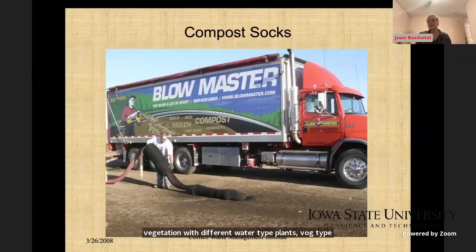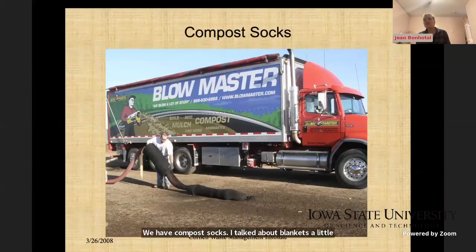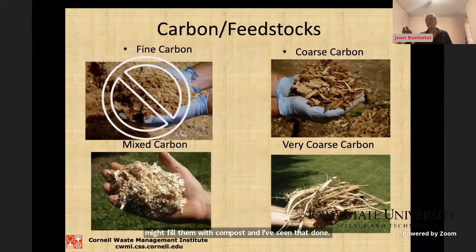We have compost socks. I talked about blankets a little bit just a bit ago, and we also have socks, and you may have seen them on your roadsides. We use them for erosion control, and we fill them with different types of carbon. It depends on what we want to do. We might fill them with compost, and I've seen that done. We had a refugee garden where they filled them with compost and they planted in them and had irrigation, and they made a tremendously gorgeous garden with that.